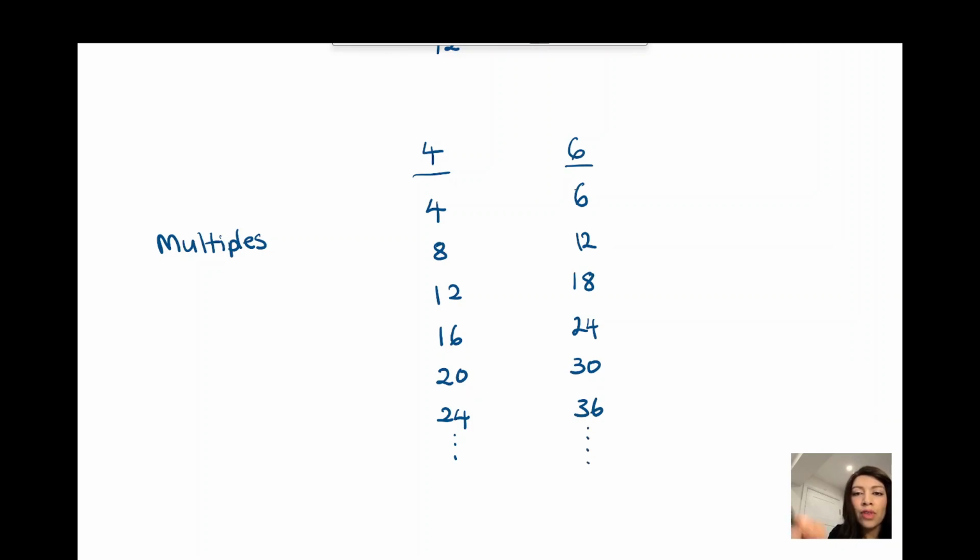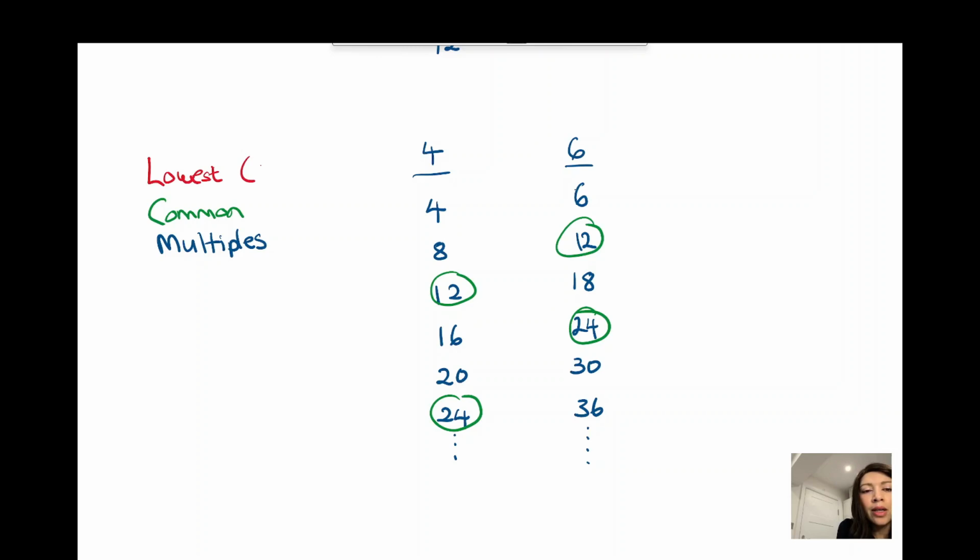Now, of these multiples, which of them are common multiples? We can see here that the first common multiple is 12. And then we have another one down here, which is 24. And there's likely to be many more. However, what we are interested in is the lowest common multiple, or the LCM. And we can see here that the lowest common multiple of 4 and 6 is 12.